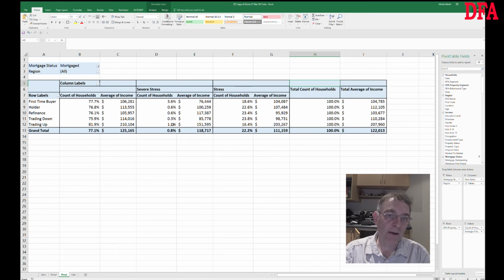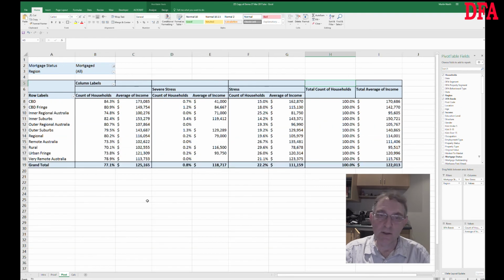Then we have those trading up with a higher income, but in some degree of stress. So again, it's interesting to see how this varies across the different segment groups. And we find that the segmentation by property behaviour is actually quite powerful. Another way to look at our data is by the DFA geographic bands. These are the geographic bands around the main urban centres. And we see that as we go out towards the suburbs, we do see some increase in degrees of stress.